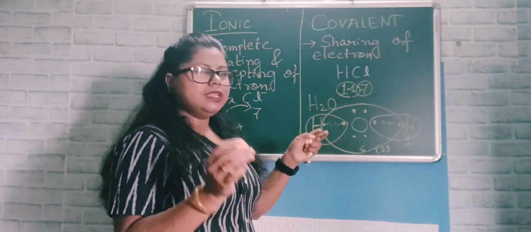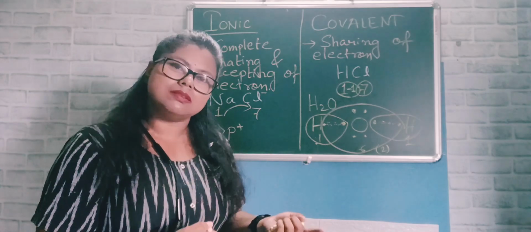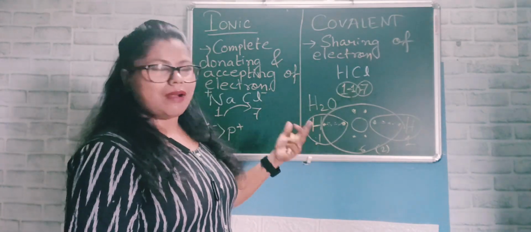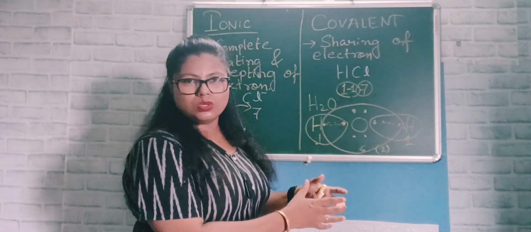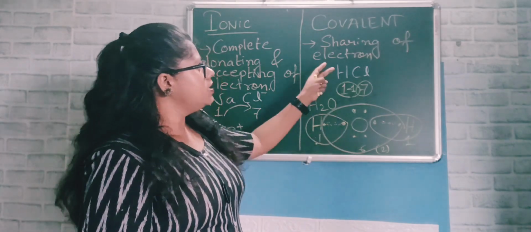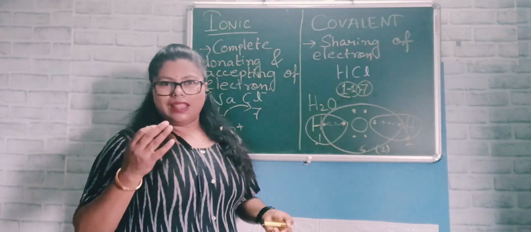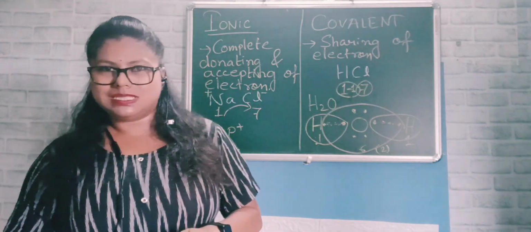For this sharing, they need to be close to each other, which creates a bond called a covalent bond. The compound which arises after these elements come close to each other and form a bond is called a covalent compound. I would like to give you one relevant example.